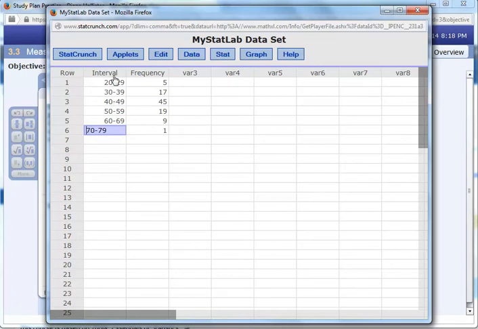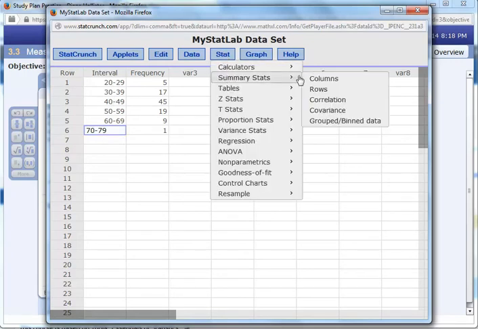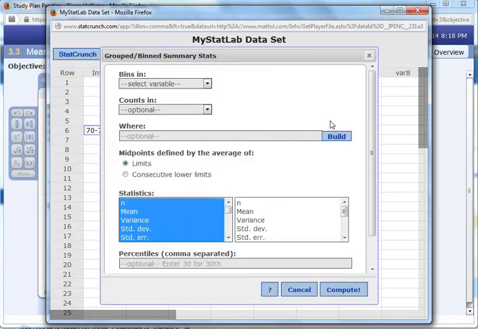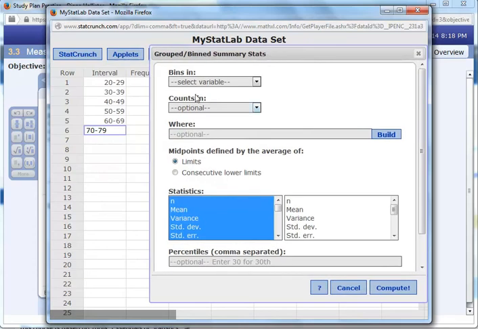So we're going to double check here, make sure we didn't miss anything. Looks good. We're going to click on Summary Stats. And we're very familiar with using columns and doing the mean and standard deviation, the five number summary, and so forth. We look down here, there's grouped data. So we're going to take a look here and say, okay, where are our bins or our categories? Well, they're in the column we call interval, and our frequency, of course, is in the other one.